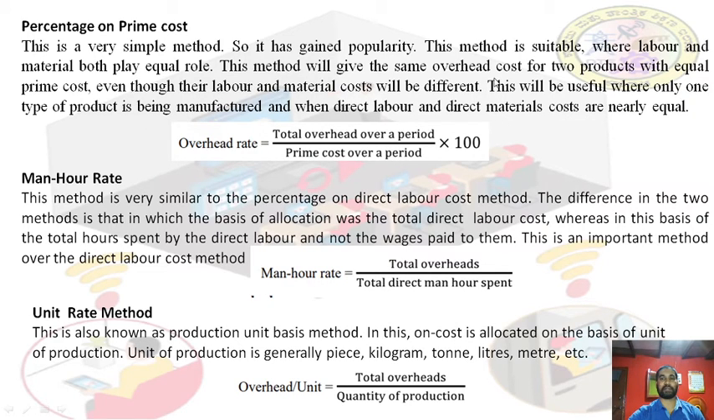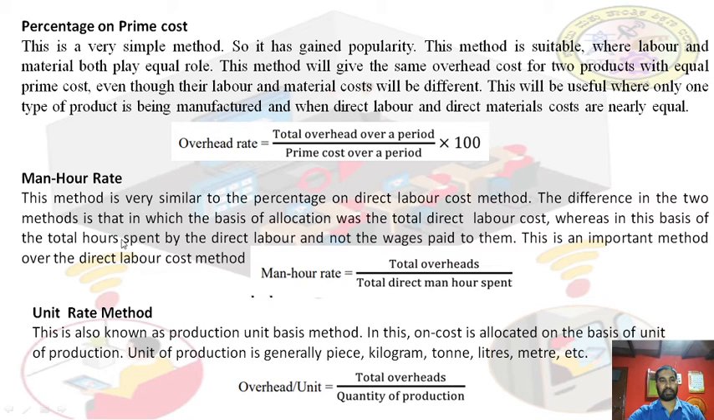This method will give the same overhead cost for two products with equal prime cost, even though their labor and material cost will be different. This will be useful rarely, when the type of product we manufacture has direct labor and direct material cost nearly equal. For example, steel bolt manufacturing, where the material is important, and the operator is also important. He has to do the operations. And the material is also important. So in such kind we can use the percentage of prime cost method.